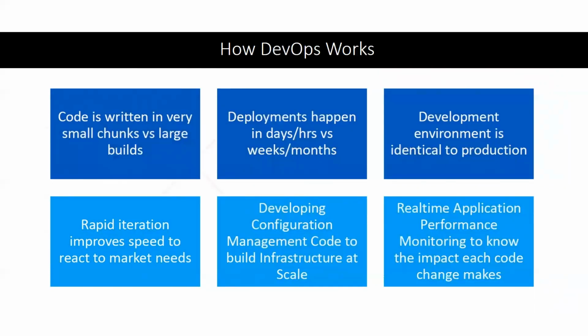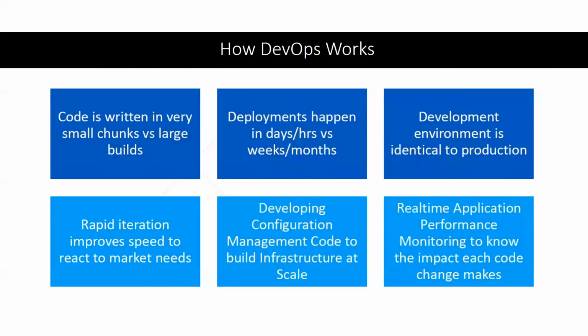So because everything is very fast, in hours, if we see in the second box, it means the changes which are required happen very fast. Developing configuration management code to build the infrastructure at scale. So because now everything is code, we are creating the infrastructure with the help of code. So it is more scalable.